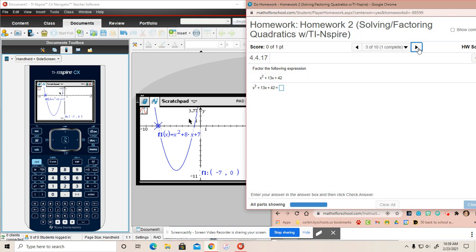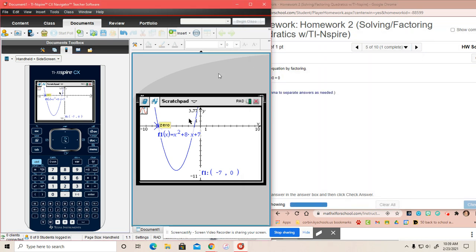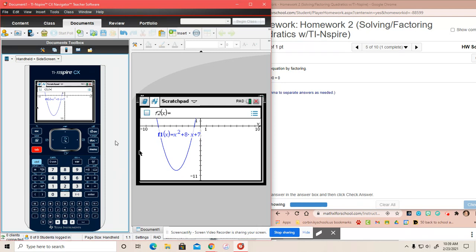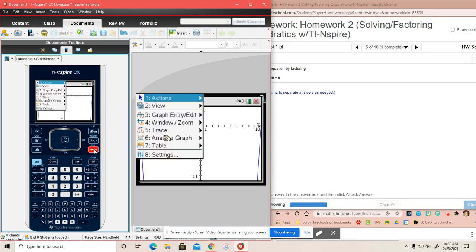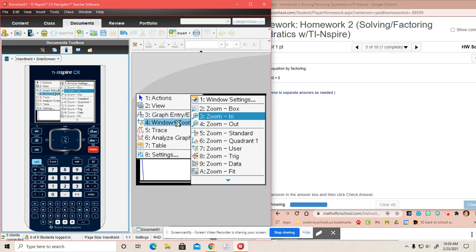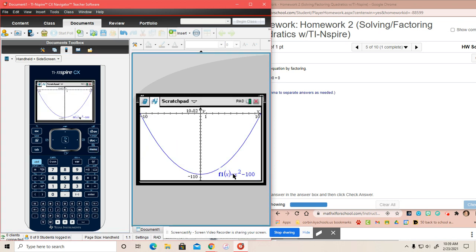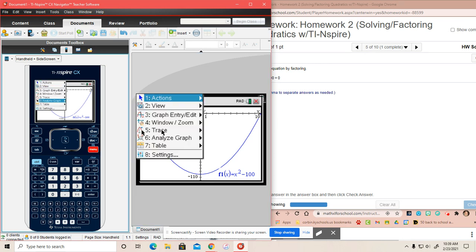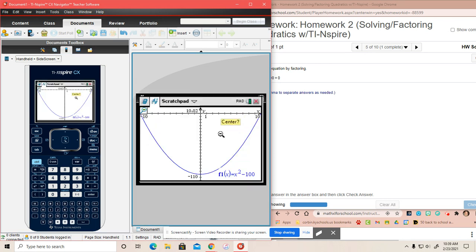Now, let me skip just a little bit ahead. If it says solve the equation, we can hit tab and type the equation in, and it's x squared minus 100. If it says solve, we're just going to find those intersections. Now, if you look, this isn't really fitting on our graph, so we're going to change the window. We're going to do zoom fit. That one didn't work for us. Let's try a different one. Let's just zoom out.